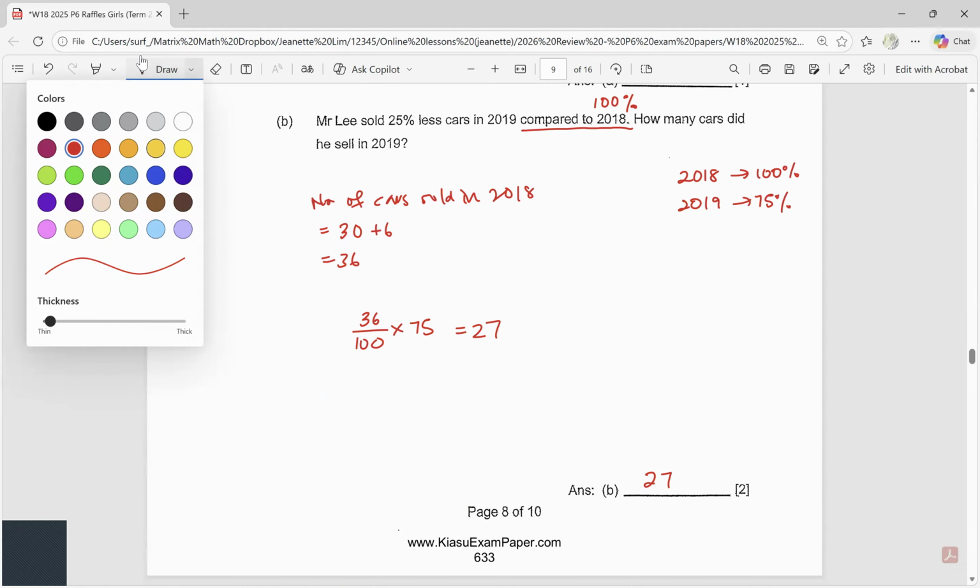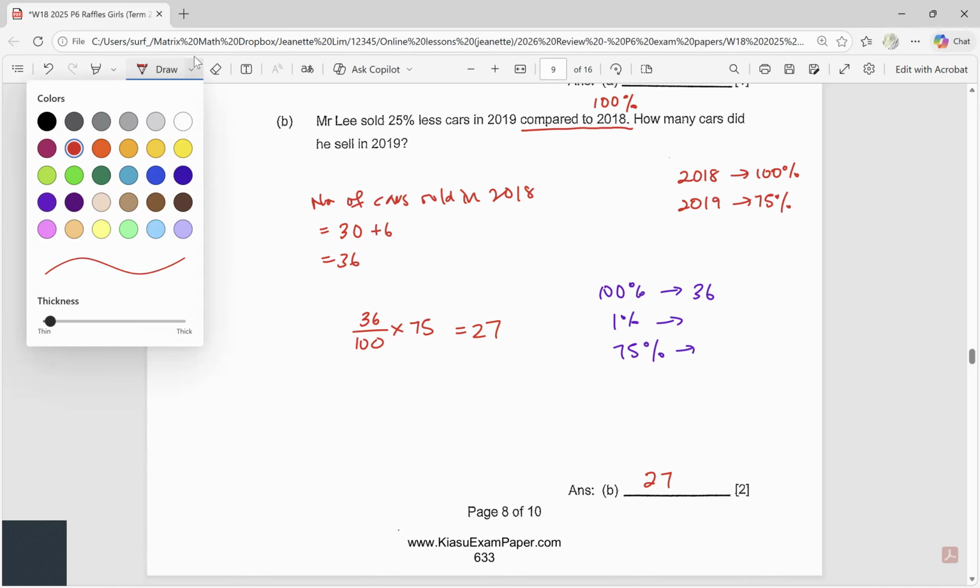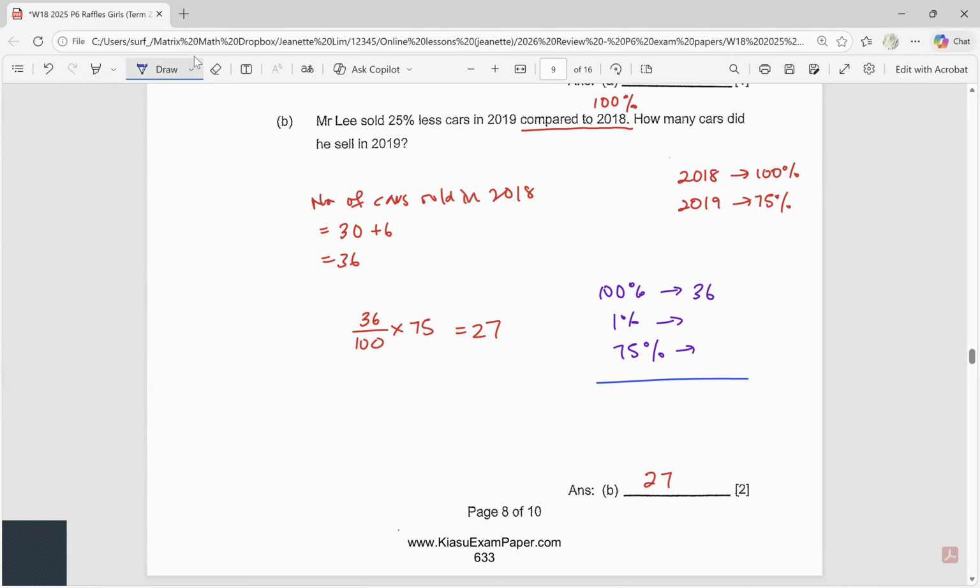If you want to do the unitary method, also can. It would look something like that. So 100% would be 36. Then you find 1%, then you find 75%. This is your unitary method. Or the other way is you want to find 75% of 2018, so you can also do 75 over 100 times 36. Also get 27.